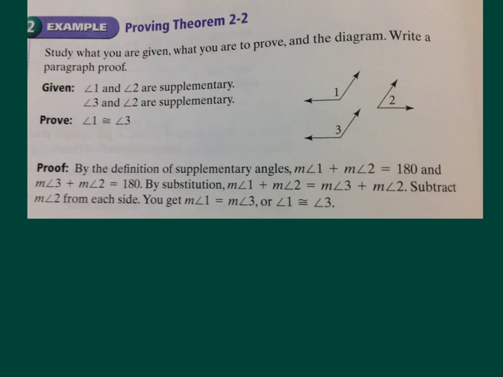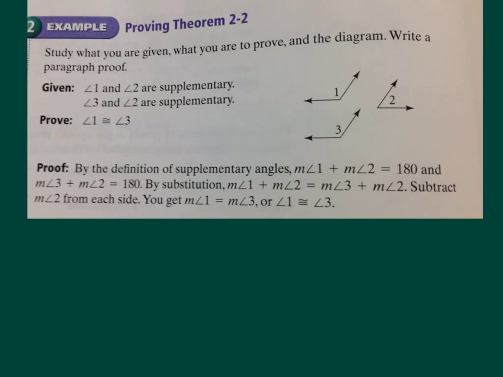Now before we finish up with Chapter 2, I want to take another look at a sample paragraph proof. Again, we're not doing proofs in Chapter 2, we're just introducing them, but we're going to be doing a lot of them later, so let's take a look at this one. We know that angles 1 and 2 are supplementary, that's given. Angles 2 and 3 are also supplementary. So how would we be able to prove angle 1 and 3 are congruent?